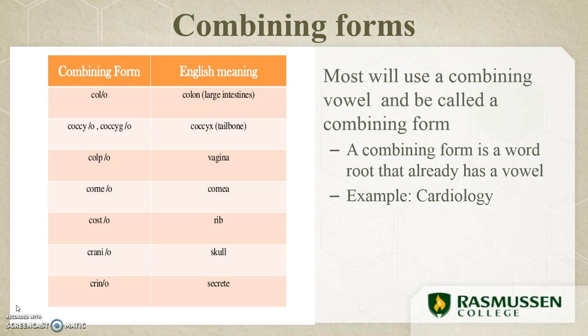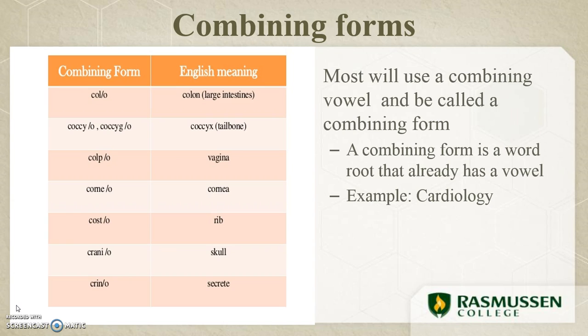Along with having a combining vowel, we also have a combining form. Now, really, this is a little difficult to understand because you might think, well, what's the difference? But a combining form is a word root that already has a vowel attached to it. So, for example, let's go back to cardio and cardiology. Cardio already has a vowel on it, so instead it is called a combining form. Where mammogram, mam doesn't have that vowel, so it has to use a combining vowel.